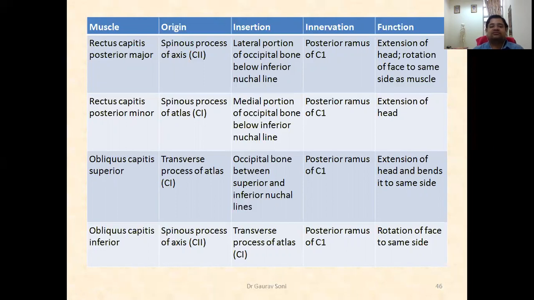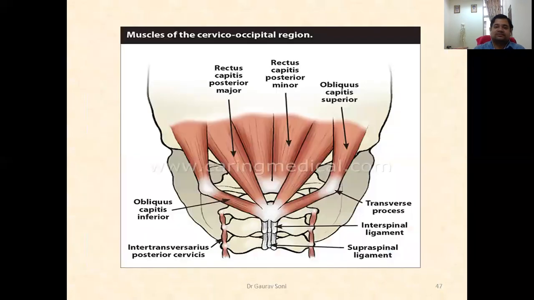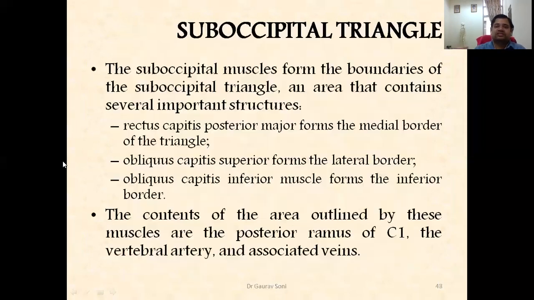Obliquus capitis superior starts from the transverse process of C1 and goes to the occipital bone between the superior and inferior nuchal lines. Nerve supply is the same. Action is extension of the head. Obliquus capitis inferior goes from the spinous process of C2 to the transverse process of C1, and its action is rotation. Again, you can see the diagram: rectus capitis major, rectus capitis minor, obliquus inferior, obliquus superior. So this total group is known as the suboccipital group of muscles.